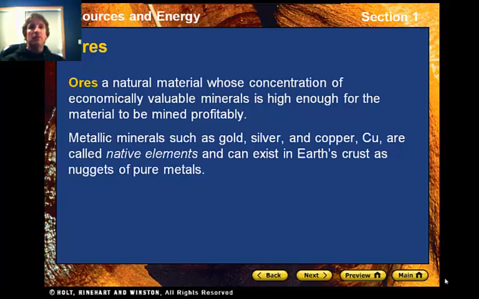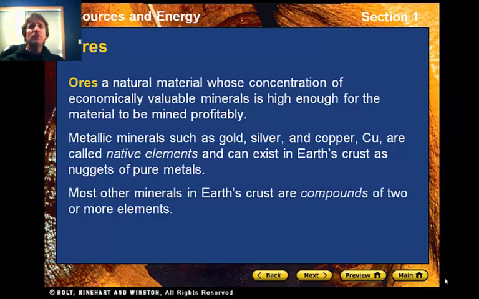Gold, silver, copper are all native elements that can exist in Earth's crust as nuggets of pure metal. So you've heard of gold nuggets, you've heard of copper and silver, same way. Most other minerals are compounds, 2 or more elements. Any of the minerals we look at are usually compounds. It's very uncommon to find solids like gold and silver.